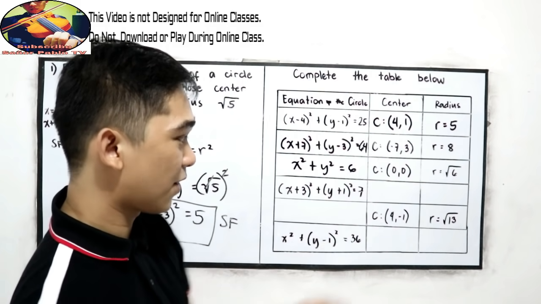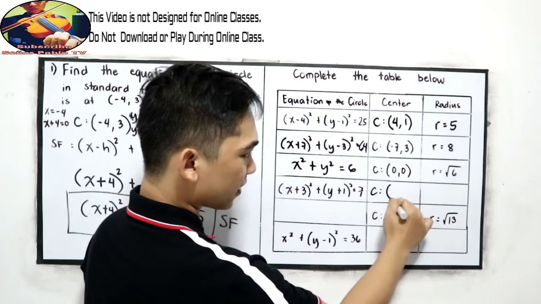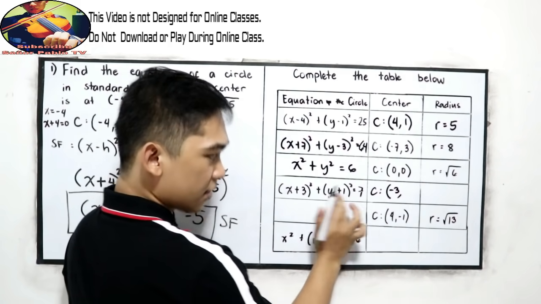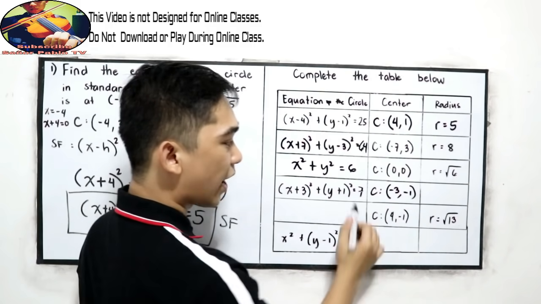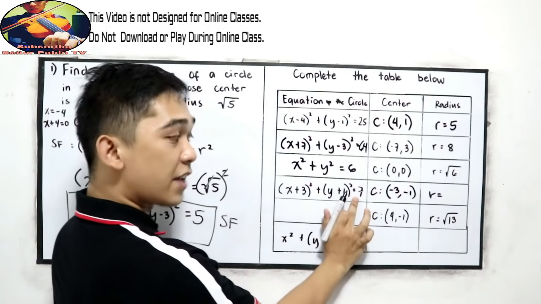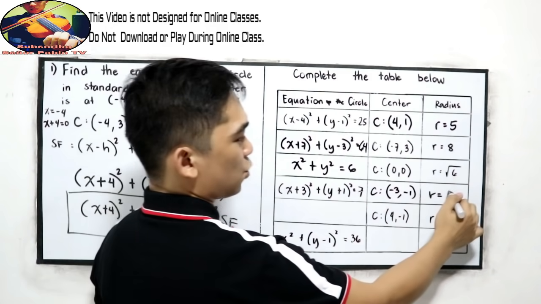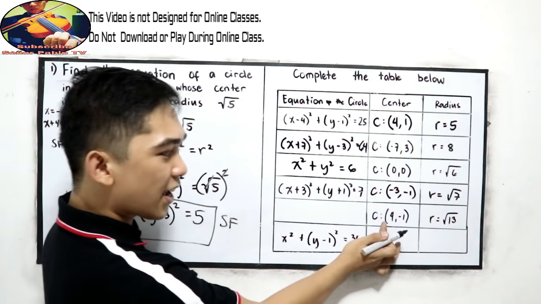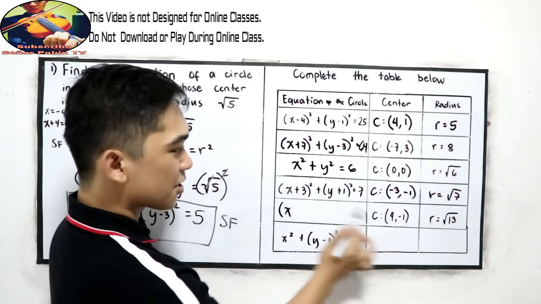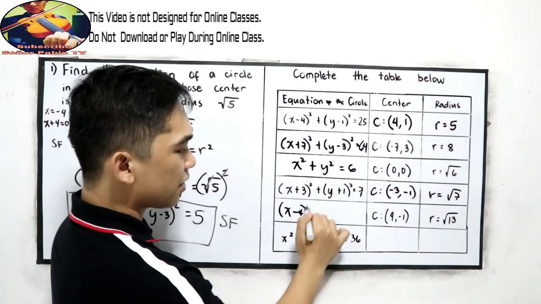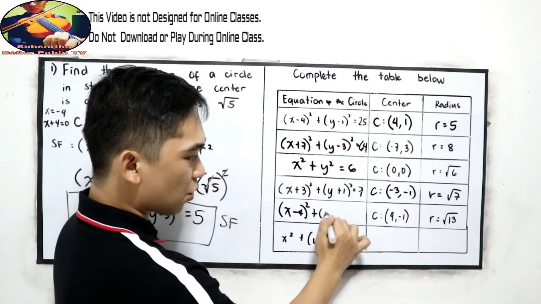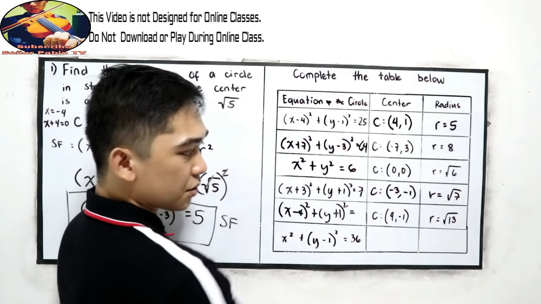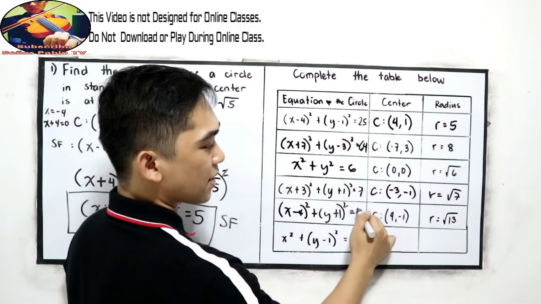Next, find the center. Change the sign: negative 3, negative 1. And the radius, get the square root: square root of 7. Next, (x minus 4) raised to 2 plus (y, change the sign, plus 1) raised to 2 is equal to the square, positive.